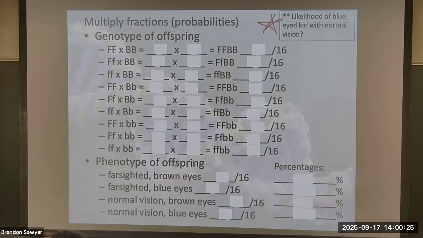All right, so now you've got to translate genotype to phenotype, right? So it's really the question of what does this mean, right? So if there's one capital F, that means that they're farsighted, right? So this one is farsighted, and if there's one capital B, they have brown eyes, right? So these two have brown eyes and they're farsighted. So you just do that for each of them. Maybe just right next to it, write what the phenotype would be, and then you add those up to put them there.